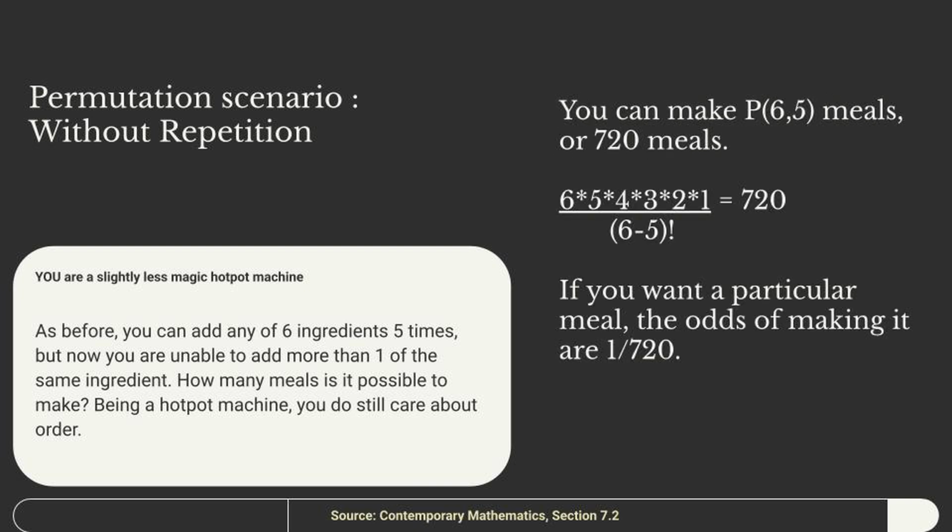The answer is 720 meals. Since you're still a hot pot in this case, if you wanted to make a particular meal, the odds of it happening would be 1 in 720.